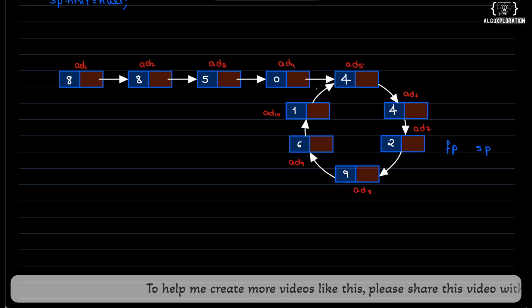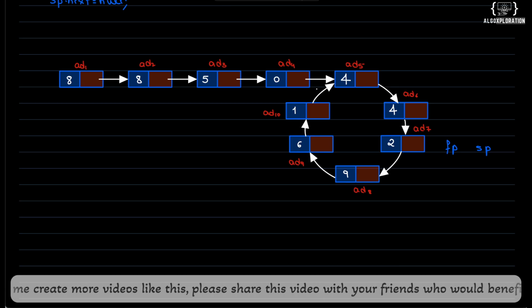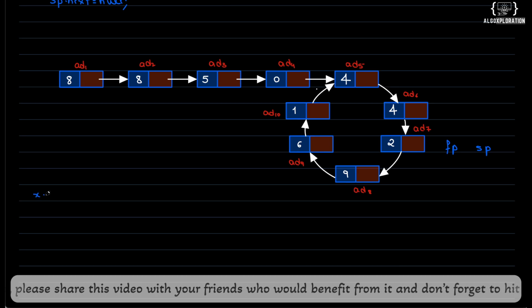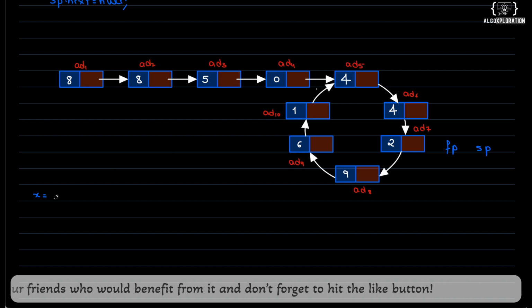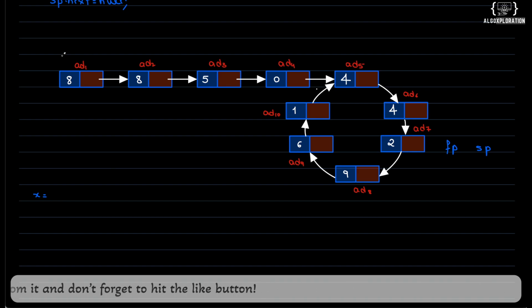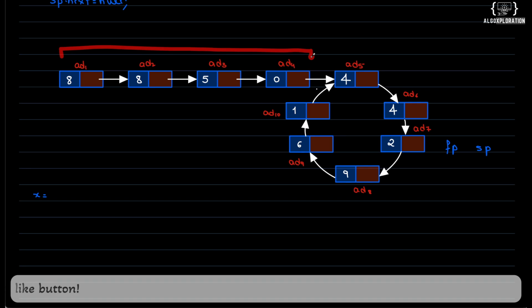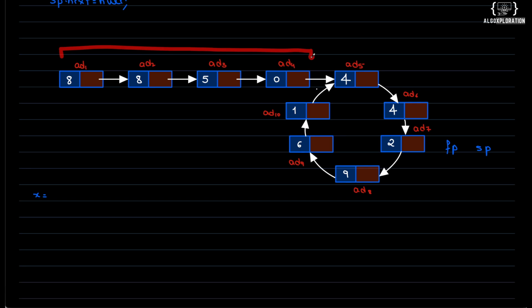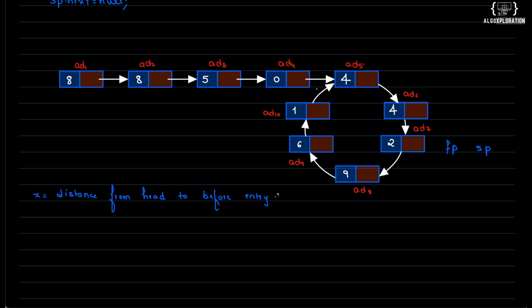Now see, I will be having 4 variables. Here comes the first variable, which is x. X is nothing but the number of nodes from head to the entry point of the cycle. So I will write it as distance from head to before the entry point of the cycle.